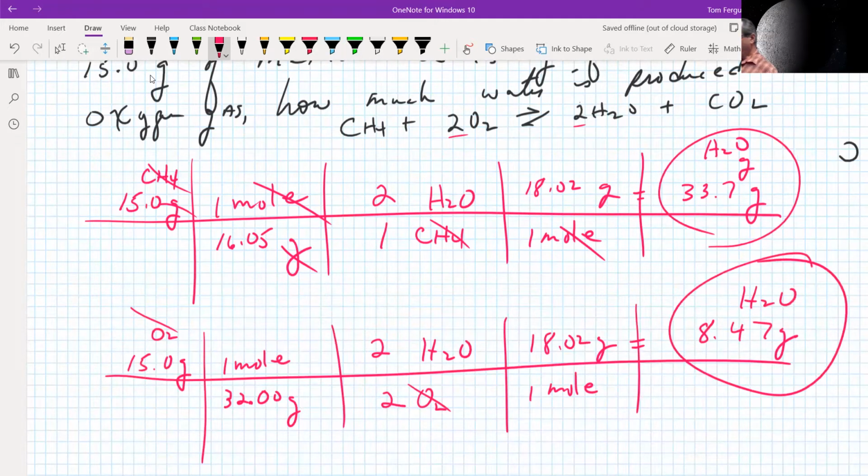Okay. So, starting with oxygen, we only made 8 grams of water. Starting with methane, we made 33 grams of water. So which is limiting our reaction? The oxygen. Okay. So that's called the limiting reactant. The limiting reactant or limiting reagent is what gives us less product.